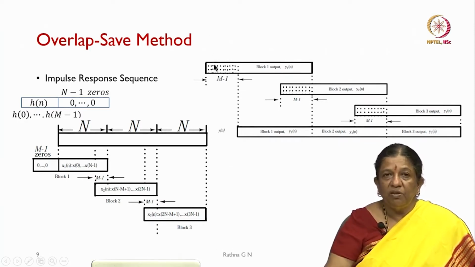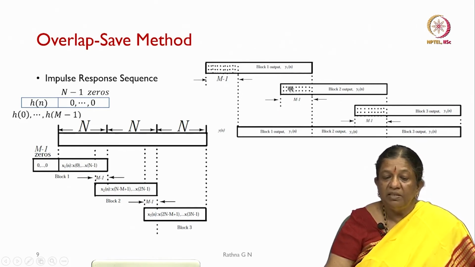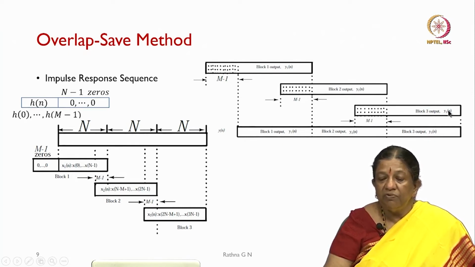Then how is it going to work? You can see what our output will be. The first M minus 1 samples we discard, and for block 1, after the multiplication X of k into H of k, taking the IFFT gives y1 of n. Here again we discard M minus 1 samples and take the rest of block 2 as y2 of n. The other M minus 1 we discard, and take the rest as y3 of n. We concatenate these 3 blocks y1, y2 and y3. This will be our output.